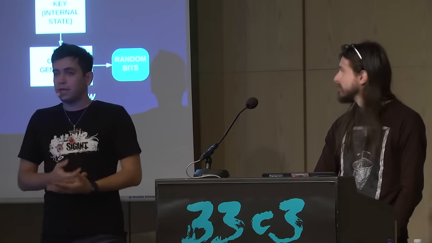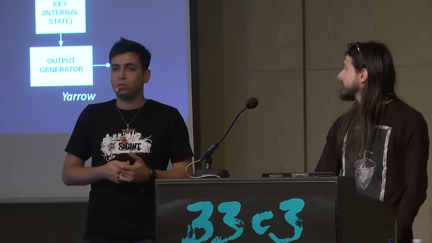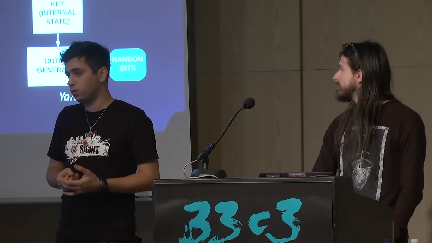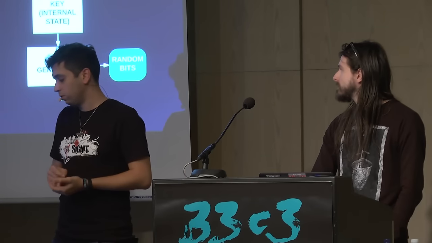So, because of that, designing random number generators is not easy. Because of that, you have certain standards for it, like NIST SP 800-90A, which assumes some access to possibly a source of seed entropy. But the problem is that this standard leaves some hard problems, for example, initial seed entropy or reseeding control, or how the quality of the source of the entropy is.